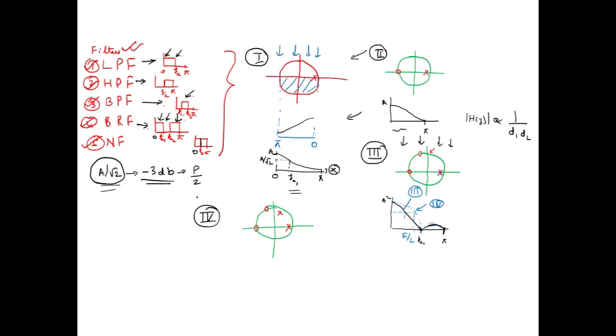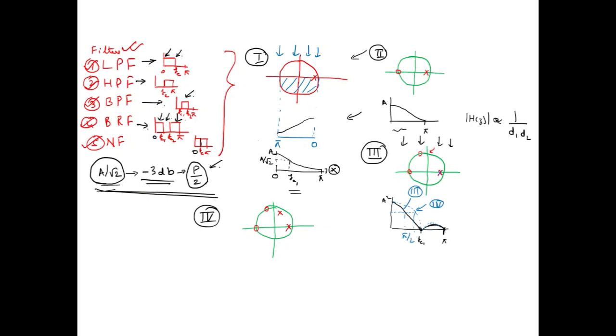Why is it taken? It is taken because at the cutoff frequencies the power of the signal which we are filtering should get down to half of the maximum power of the signal. Okay. So this is the reason why we choose A by root 2 as the cutoff frequency gain. Okay.